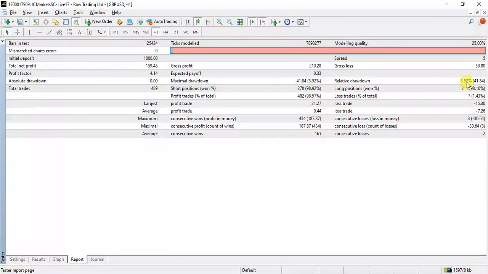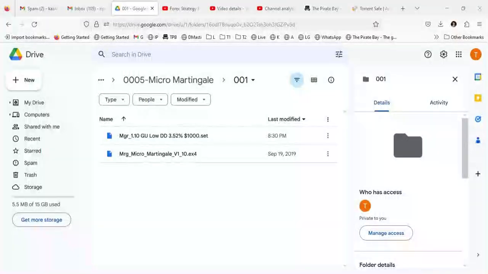Drawdown is 3.52% and total net profit is 159.48. I am also sharing the EA and its set files.